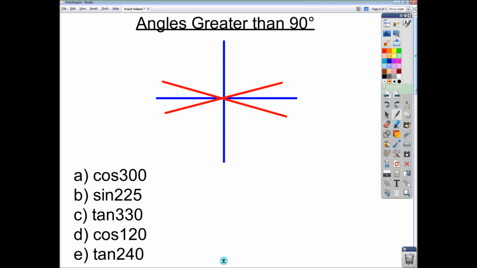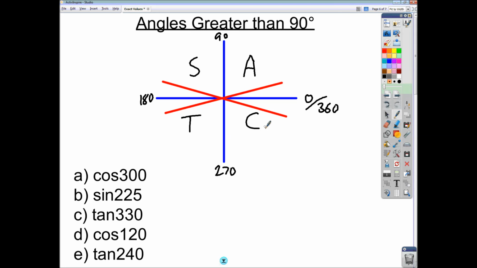Now, what we're going to do is we're going to consider our CAST diagram. So we're going from 0 to 90 to 180, 270, and back round to 360. And we know that all of them are positive in this quadrant. Sine of angles in this quadrant are positive. Tan of angles in this quadrant are positive. And cos of angles in this quadrant are positive.